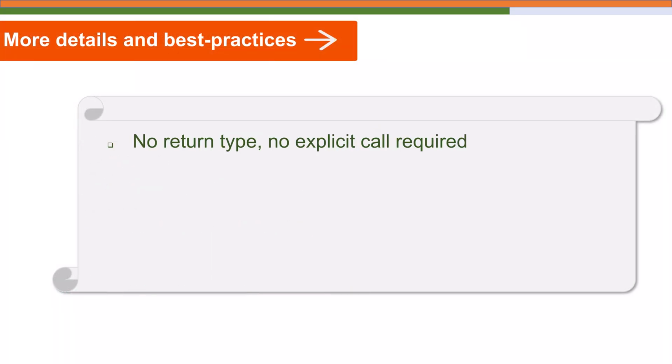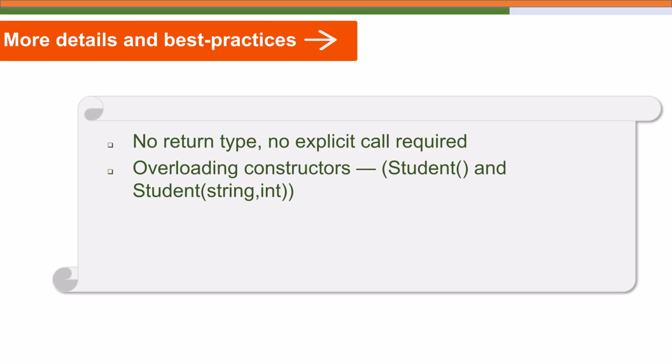Constructors cannot have a return type. They are not regular member functions you call directly. They are basically invoked by the object creation syntax. You can, however, overload constructors, defining both the default and a parameterized one to provide multiple ways to create an object. For example, student with empty brackets and no arguments, and student with some arguments like a name and age. If you define no constructors, the compiler supplies a default one, but only if no constructors are defined. As soon as you write any constructor, the compiler no longer auto-generates the default one.